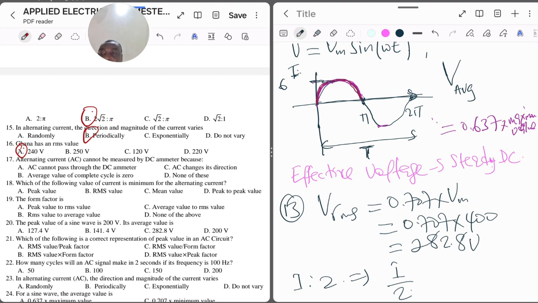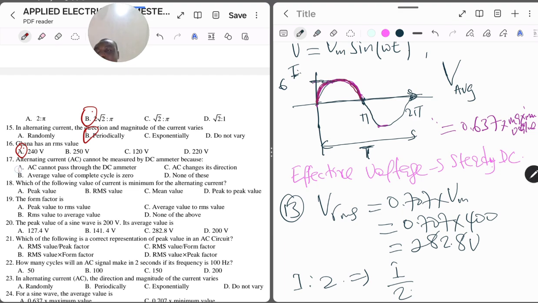Question 17. Alternating current, AC, cannot be measured by DC ammeter because A, AC cannot pass through DC ammeter. No, that's not the reason. Then B, average value of complete circle is 0. C, AC changes its direction. D, none of these. So you see that the answer here is going to be what?